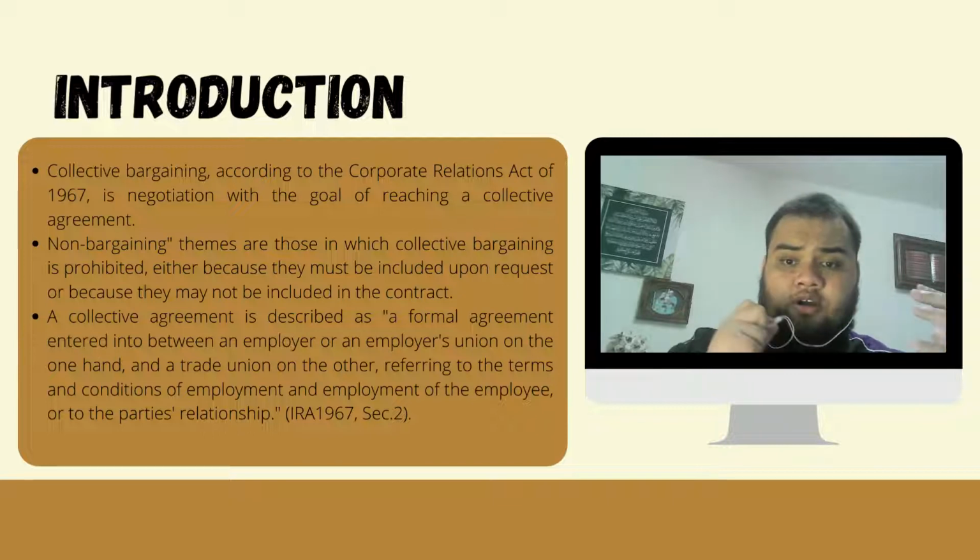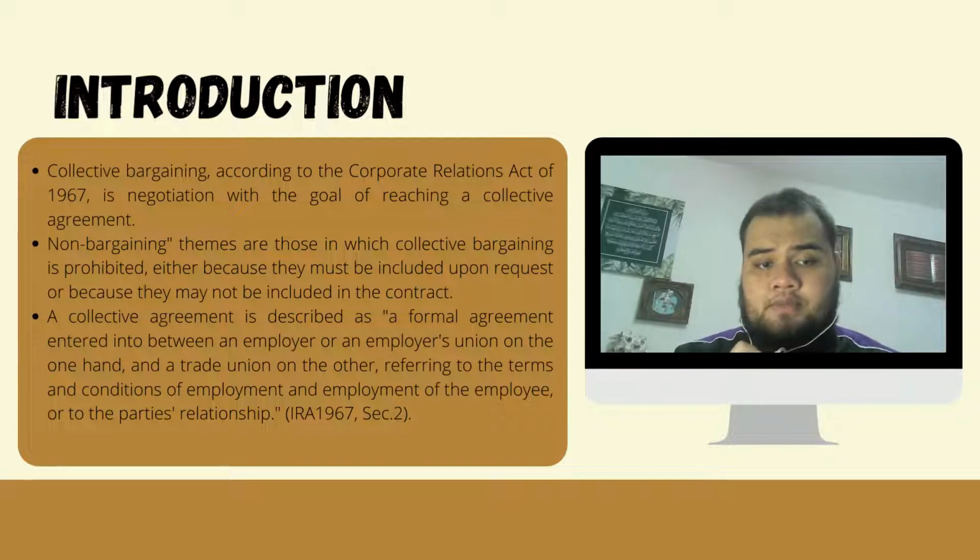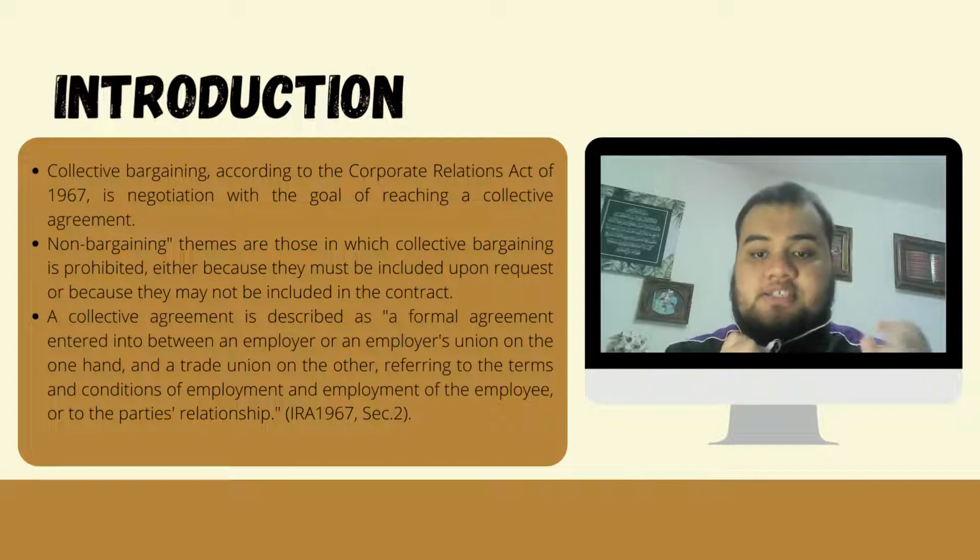So, what is a collective agreement? A collective agreement is an agreement in writing concluded between an employer and an employees' union on the one hand and an employees' union on the other, relating to the terms and conditions of employment and work of workmen or concerning the relation between such parties.